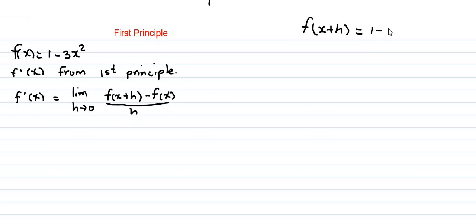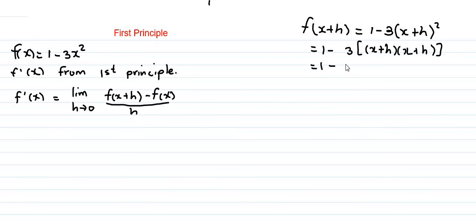Wherever we see x in our original equation, we substitute x plus h. So 1 minus 3 times x plus h, squared. This we simplify as 1 minus 3 into x plus h multiplied by x plus h. We simplify: x times x is x squared, x times positive h is positive xh, positive h times positive xh, and lastly, positive h times positive h is positive h squared.